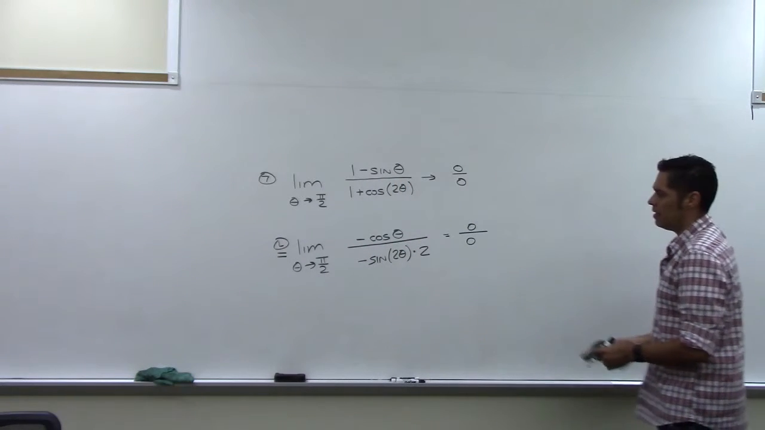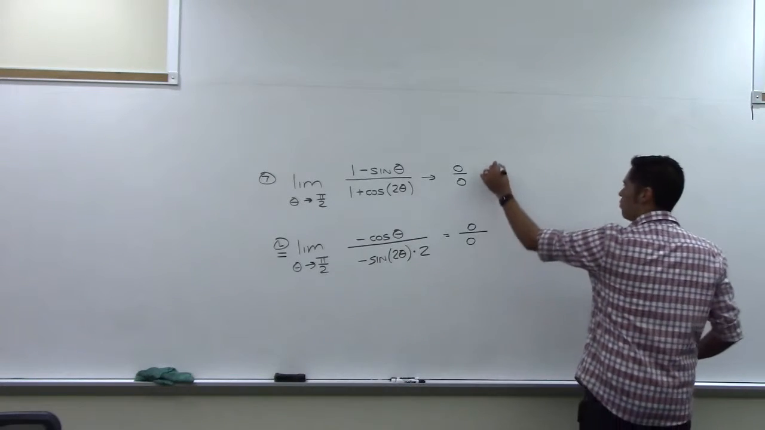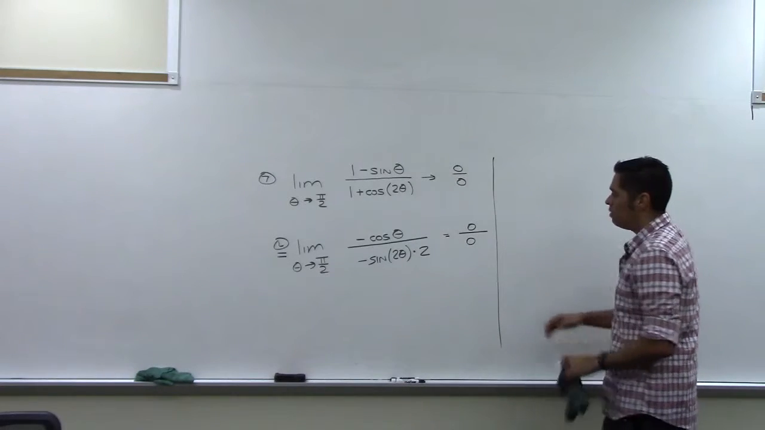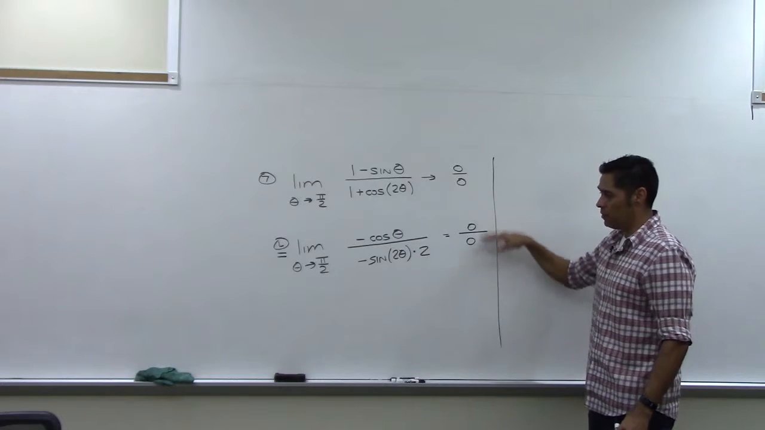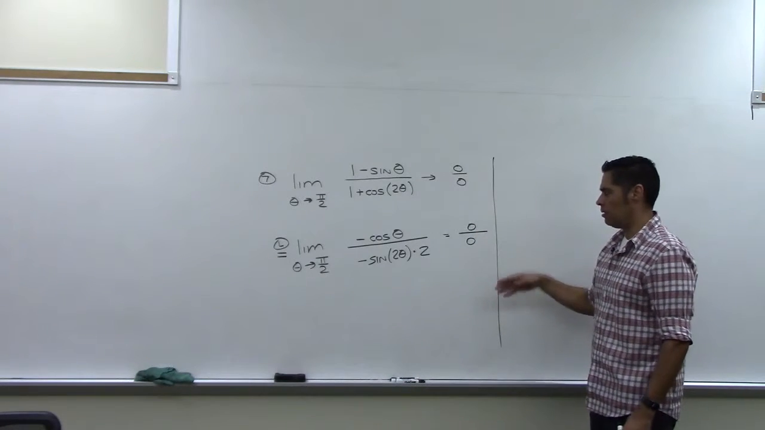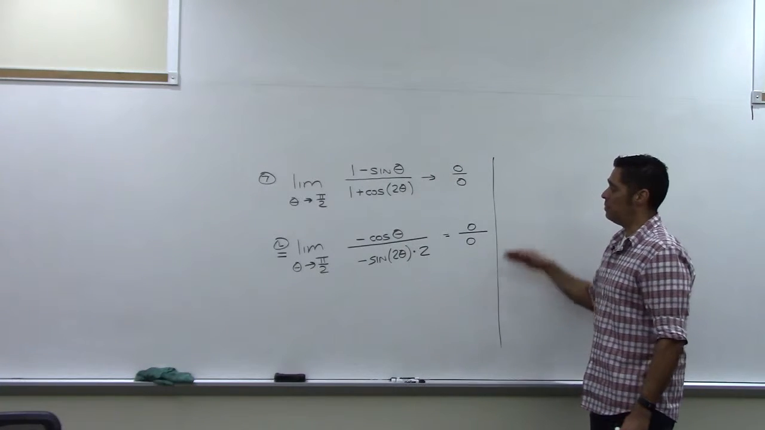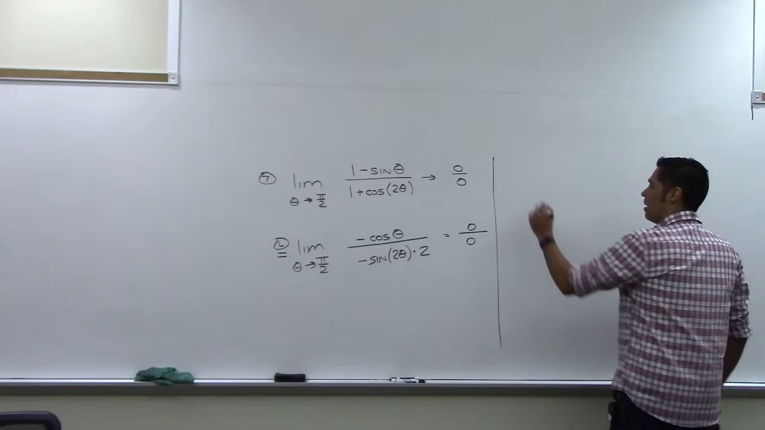Let's try L'Hopital's rule again, apply the rule twice. The reason we can apply the rule again is because we still have 0 over 0. If this came out to be something like 4 over 0, then we would have to do something else. But the fact that it's 0 over 0 means we can apply the rule again.